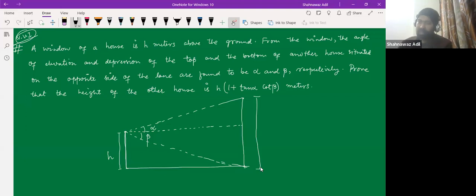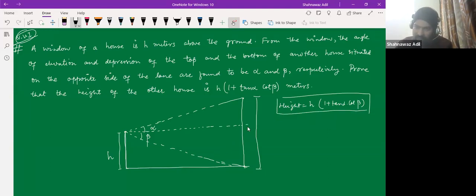So we have to find out the height of this house. They have said that the height would be h times (1 plus tan alpha and cot beta). So what we need to calculate, because we already know this height. This height we already know, right, guys?